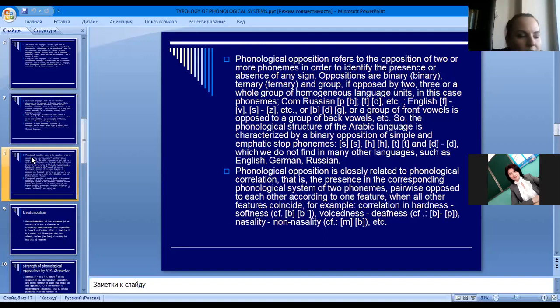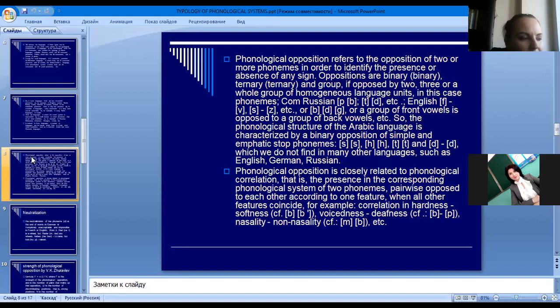Phonological opposition is closely related to phonological correlation. That is the presence in the corresponding phonological system of two phonemes pairwise opposed to each other according to one feature, when all other features coincide. For example, correlation in hardness and softness, b and b', voicedness and deafness, b-p, nasality and non-nasality, m-b, and so on.